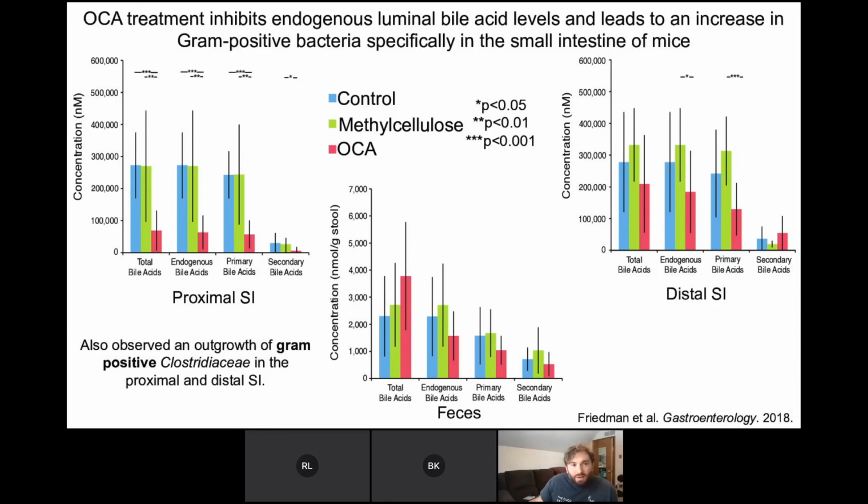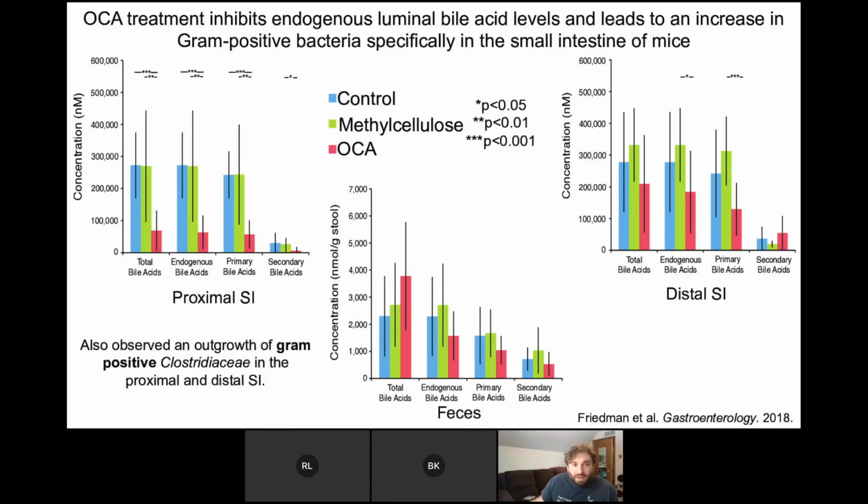And so we observe a robust decrease here in the red drug group compared to the control vehicle in the proximal small intestine, as well as a less pronounced but still significant reduction in the distal small intestine. You actually don't see this in the feces. And the reason for this is that about 95% of bile acids are reabsorbed in the distal small intestine, and they go through enterohepatic recirculation. And only about 5% come out in the feces.